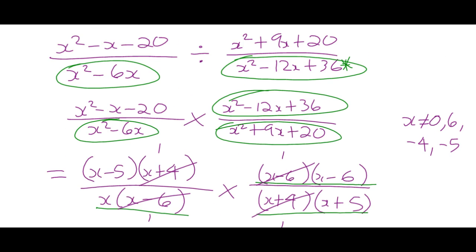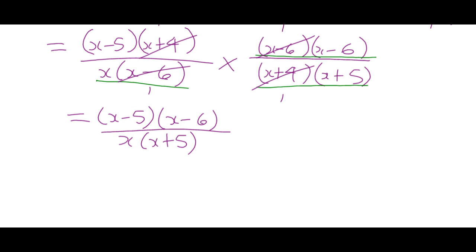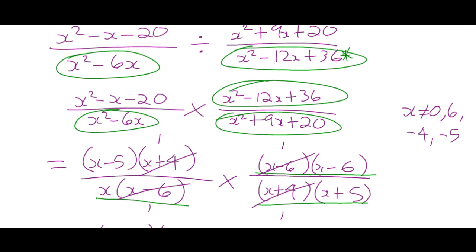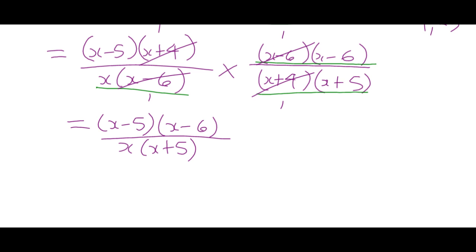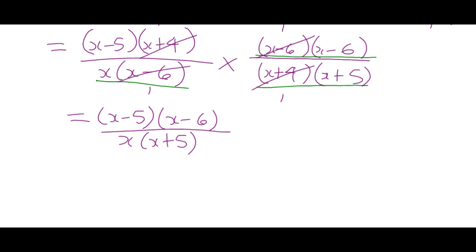Now, you could try that. You could stick a 1 in for x and evaluate this, and stick a 1 in for x and evaluate that, and they should be the same. I'm not going to, but you could. Or put a 2 in or whatever. Any value of x except for what? You can't use 0. You can't use 6. You can't use negative 4. You can't use negative 5. Any other value of x, this and this are the same.